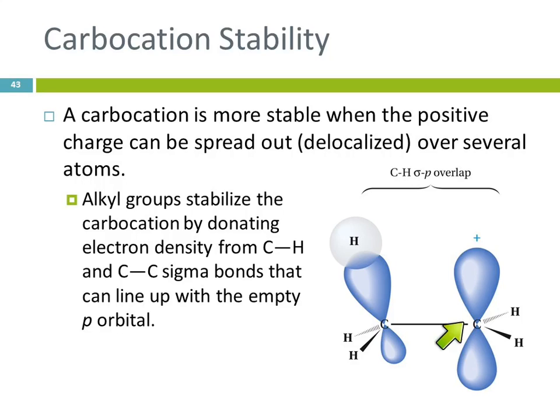The more carbon atoms you have attached, let's just draw in another one. So if we had another carbon atom over here that was overlapping with a hydrogen, we'd have to get rid of one of those. Now we've got this carbon-hydrogen bond and this carbon-hydrogen bond. They both have electron density, and they can share their electron density with this empty p orbital, and that makes things a little more stable. And if you have 3 carbons attached here, then it becomes even more stable.